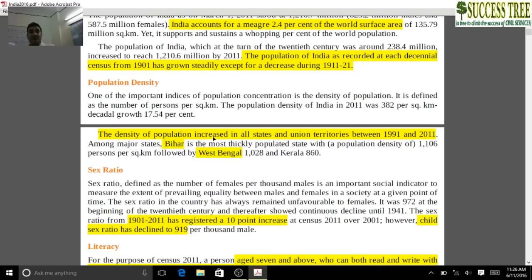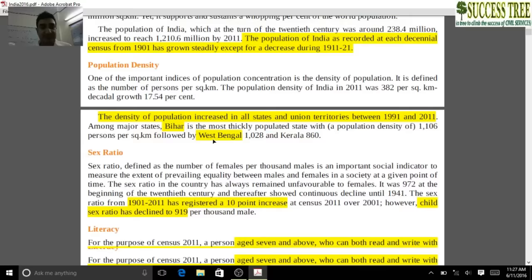Now come to the next, population density. So what do you find? The density of population increased for every state and UT. Now the state with the largest density is Bihar. This becomes an important question because it has displaced West Bengal from the top position. It was West Bengal in the 2001 census with maximum population density. So Bihar has become the state with highest population density. Highest population is UP, but Bihar has the maximum density of population.